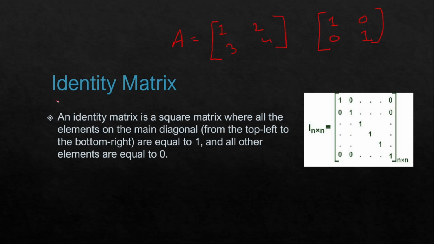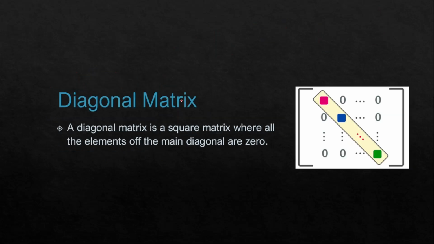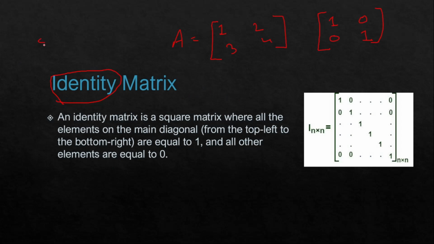Okay, before I actually start saying what an identity matrix is, I forgot to add a matrix here. That's a square matrix. A square matrix is where the dimensions are equal. Like if there are two rows, there will be two columns. If there are three rows, there will be three columns. If there are n rows, there will be n columns. So the matrices I wrote, like A and this one, are both square matrices.